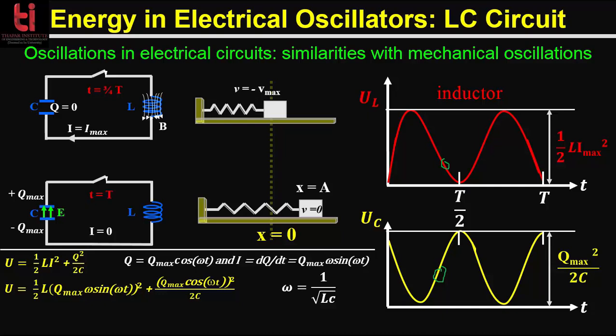So by replacing this omega with 1 by root over L C, you can get that U, that is the total energy, will be equal to Q max square divided by 2C into (sine square omega t plus cos square omega t), and you know that sine square omega t plus cos square omega t is equal to 1. So the total energy will be equal to Q max square divided by 2C, so that means the energy is constant.